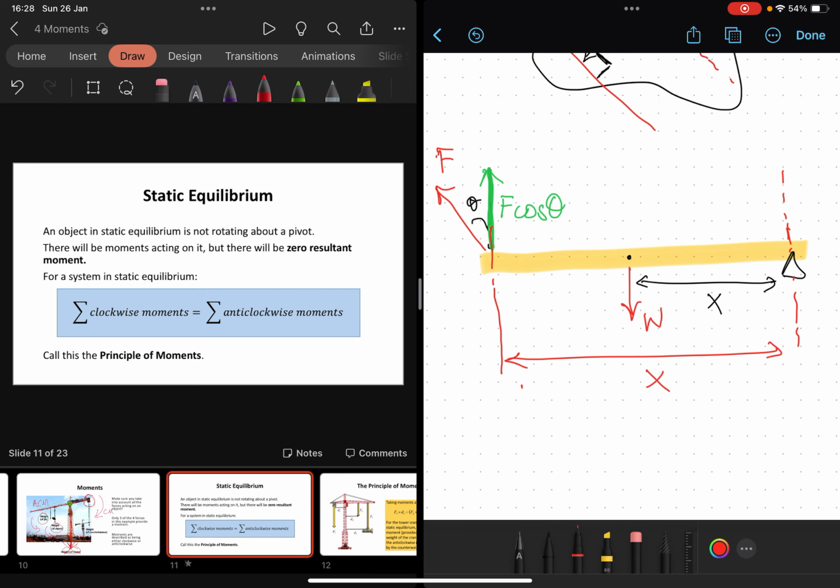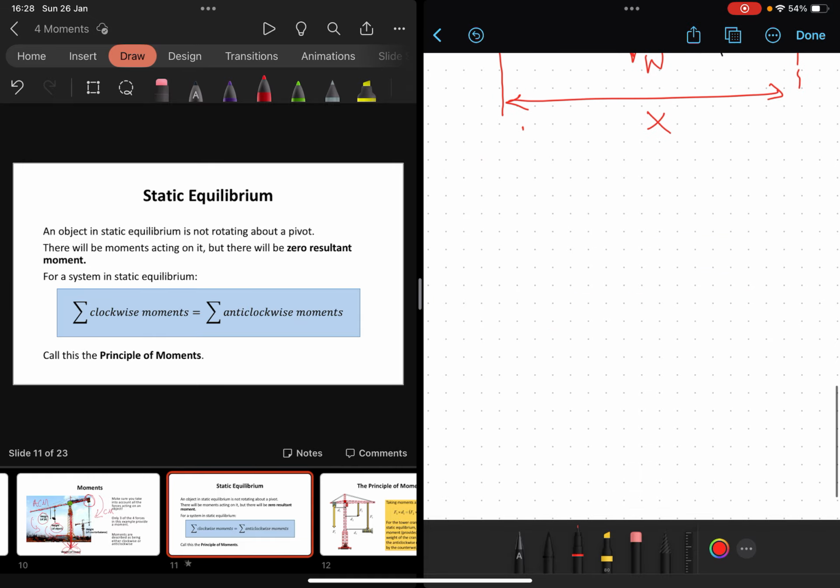And the principle of moments says this: if you sum up, and that's what that sigma symbol means. Sigma means to sum up, to add up. If you add up all of the clockwise moments and you add up all of the anti-clockwise moments, you should find that they are equal.